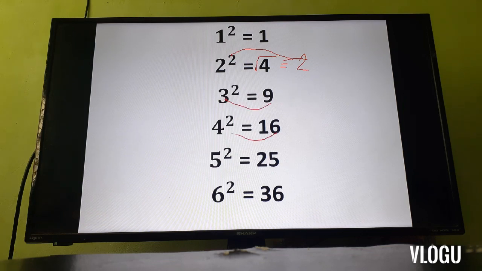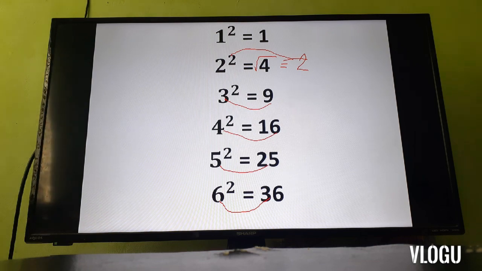The square root of 16 is equals to 4. The square root of 25 is equals to 5. The square root of 36 is equals to 6. If we go through 7, the square root of 49 is equals to 7. The square root of 64 is equals to 8. The square root of 81 is equals to 9. And the square root of 100 is equals to 10, and so on and so forth.